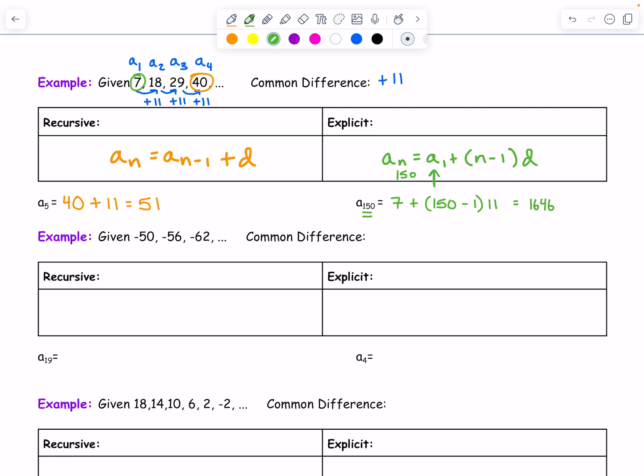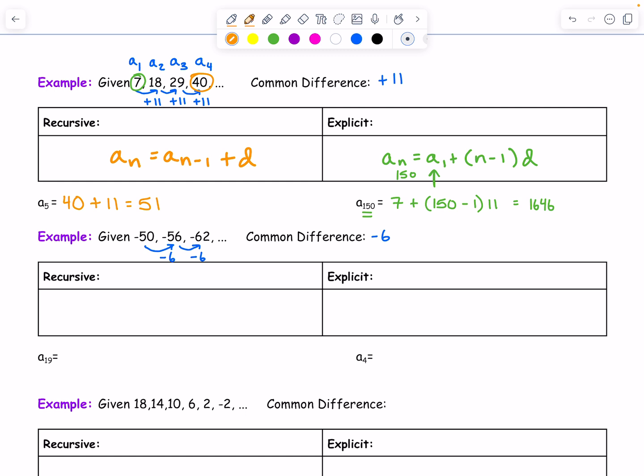All right, let's look at another example. Given the sequence negative 50, negative 56, negative 62, let's figure out what the common difference is. They're getting larger, but they're negative, so technically they're getting smaller. So from negative 50, I would have to subtract 6 to get to negative 56. Then I would also have to subtract 6 again to get to negative 62. So the common difference would be minus 6, or subtract 6, or negative 6.